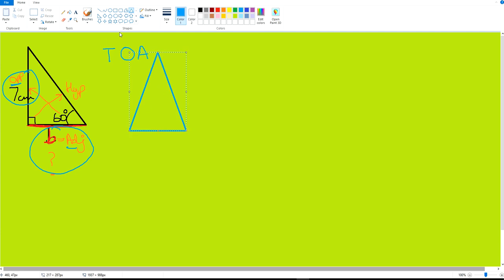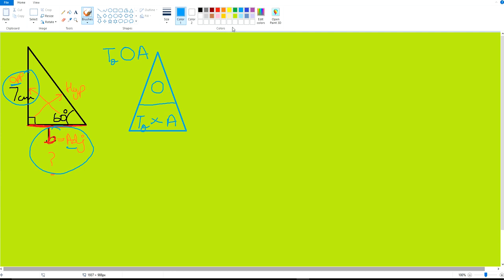So we have the T at the bottom, O at the top, and A over here. But don't forget, T is not just T, it's tan of the angle. So it's tan of the angle. There's our formula triangle constructed quite quickly and easily.